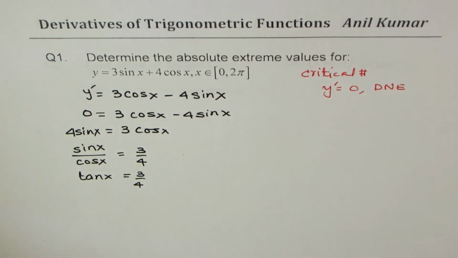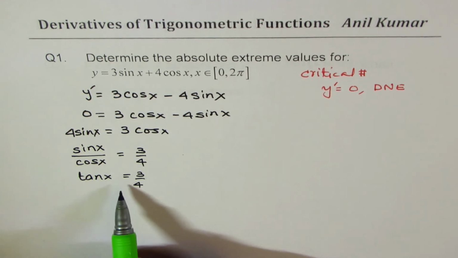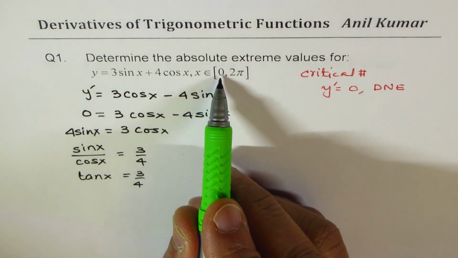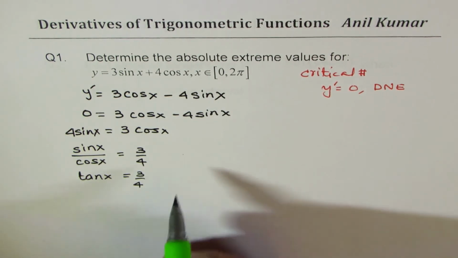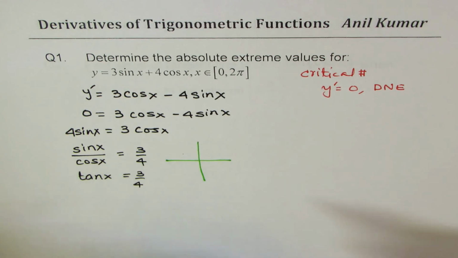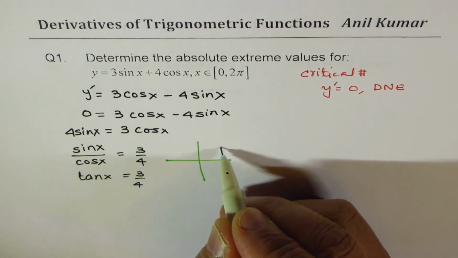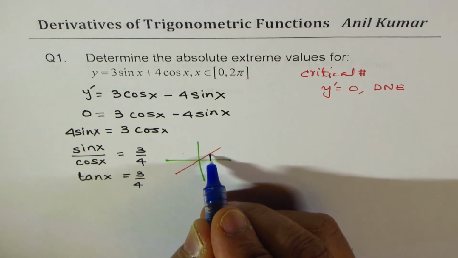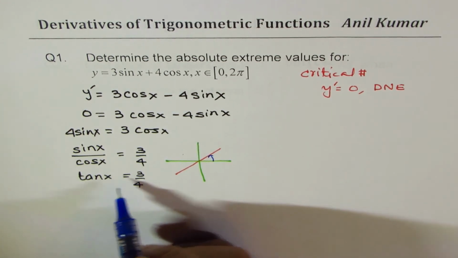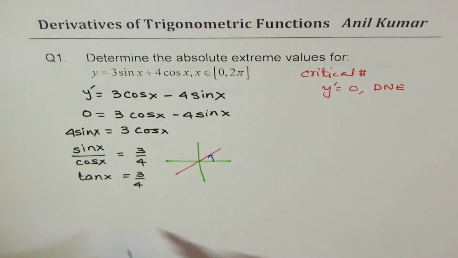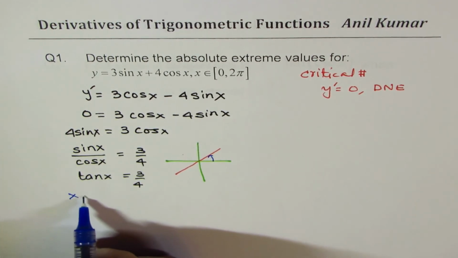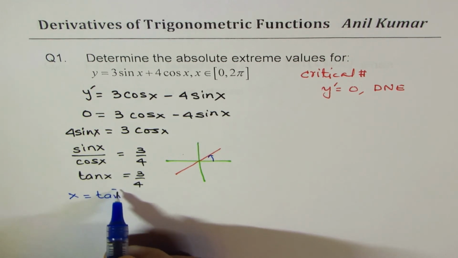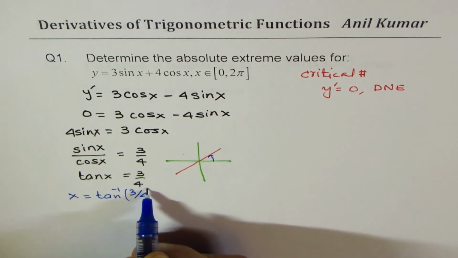So when I say that tan x is 3 by 4, that means we are looking for two values within the domain 0 to 2 pi, right? So we're looking for what? We're looking for positive values of tan, which are in quadrant 1 and in quadrant 3. So the idea here is to find the related acute angle first. Since we have a positive value, that will also be one of the solutions, right? So we can calculate what x equals. x should be equal to tan inverse of 3 over 4.